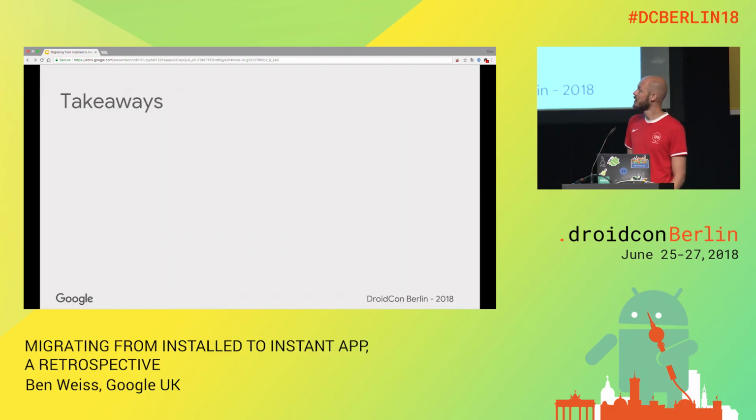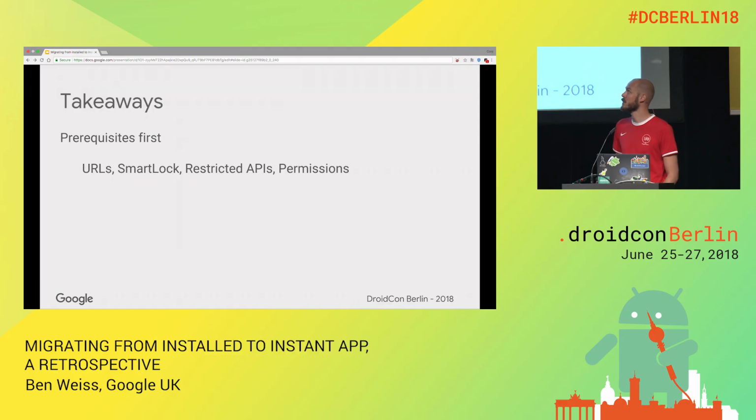That was the first part of this presentation. So the takeaways so far are, firstly, make sure that you know what your prerequisites are. It could be the URLs that you have to introduce. It could be Smart Lock. There's a couple of APIs that are restricted to make sure that an instant app, which is transparently downloaded and run on the user's device, doesn't do any shenanigans. Same with a couple of permissions that have been locked down. For example, you can't access content providers that are not explicitly exposed to an Android instant app. Also, the content providers that you expose won't be accessible by local apps either.